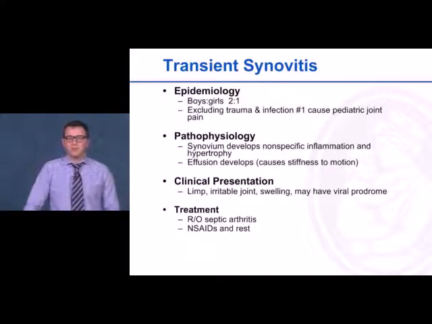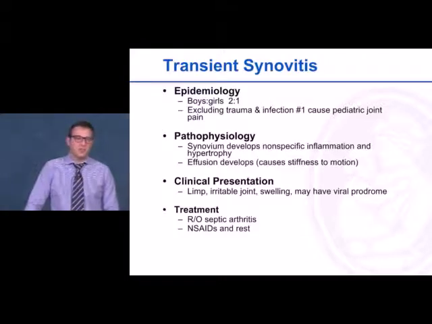And finally, a word on transient synovitis, which is probably the #1 cause of pediatric joint pain, not including trauma and infection. This is related to an inflammation of the synovium, which is nonspecific. It's usually related to a viral illness. An effusion does develop, which causes pain and stiffness. And the clinical presentation here is just a little bit milder than a true septic arthritis.